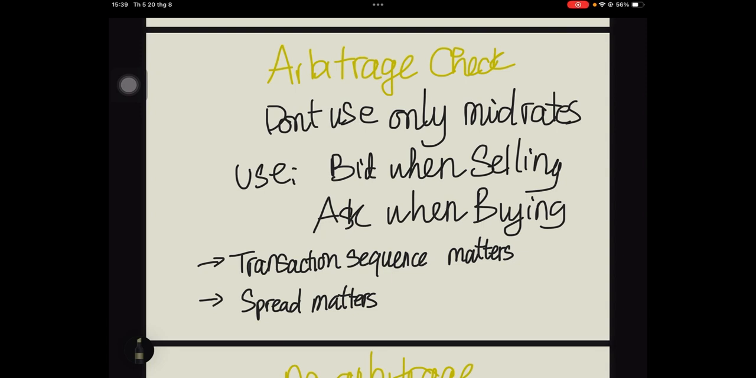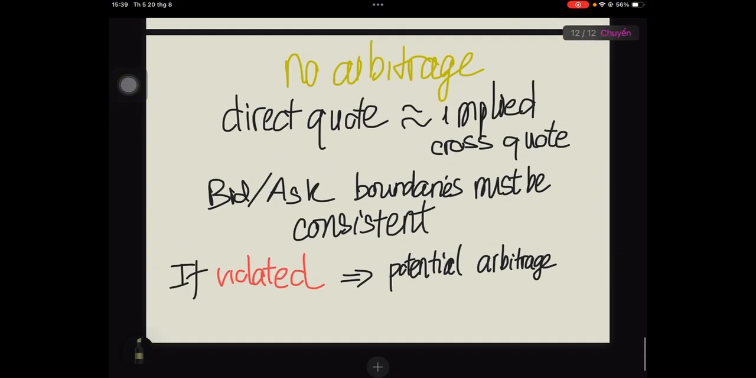This is crucial. An apparent arbitrage opportunity based on midpoint prices may disappear completely once you account for the bid-ask spread. So the correct question is not, are the midmarket exchange rates inconsistent? The correct question is, can I actually execute the entire sequence at the quoted bid and ask prices and finish with more of my original currency? This is the no-arbitrage condition.